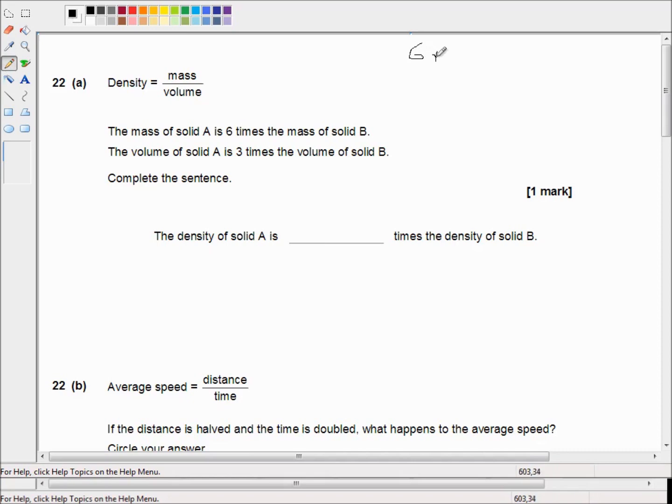I'm just going to put 6x, 6 times, and the volume is 3 times, and the density, because it just asks for what's the density of solid A times the density of solid B, so the density is just mass over volume, which is given in the question, so it's just 6 divided by 3, which is 2. So the density of solid A is 2 times the density of solid B, and that's all there is to it for 1 mark.